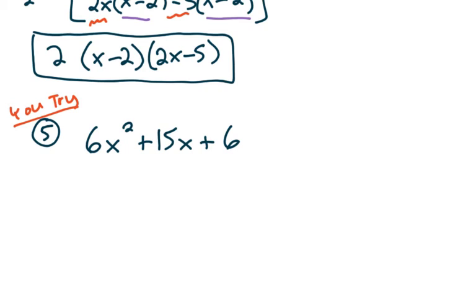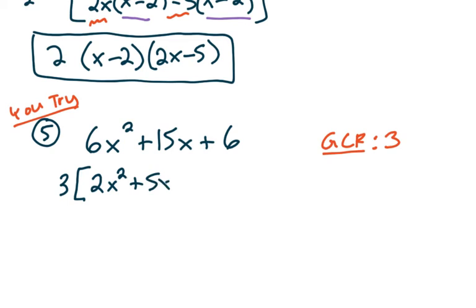All right. So hopefully the first thing you did was factor out a GCF. Your GCF for this problem should have been 3. We should factor out a 3 from everything first. You can use a parenthesis. So we're left with 2x squared plus 5x plus 2. And then what's left on the inside, we should use grouping.